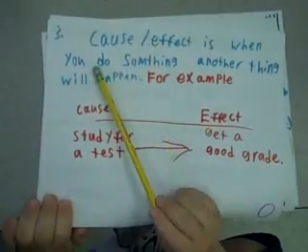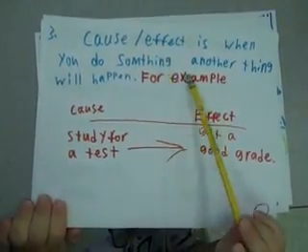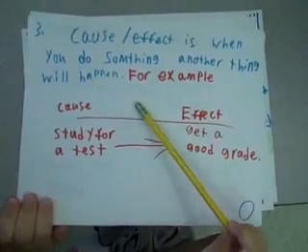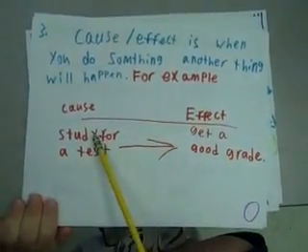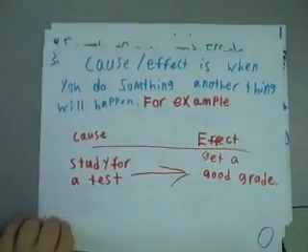Cause and effect is when you do something and another thing will happen. For example, cause, study for a test. Effect, get a good grade.